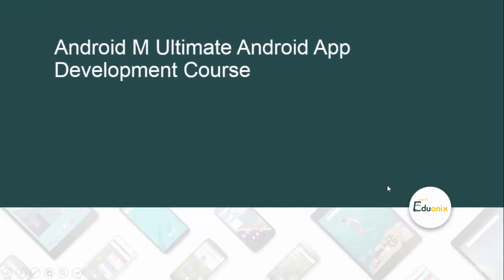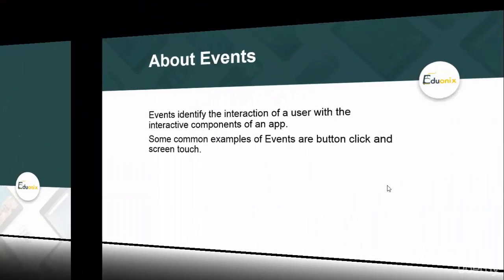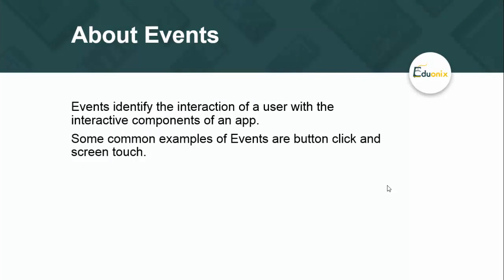Welcome back to the tutorial course on Android app development. In this lecture, we will discuss events. We will also learn how to use the events using listeners. Events identify the interaction of a user with the interactive components of an app. Some common examples of events are button click and screen touch.